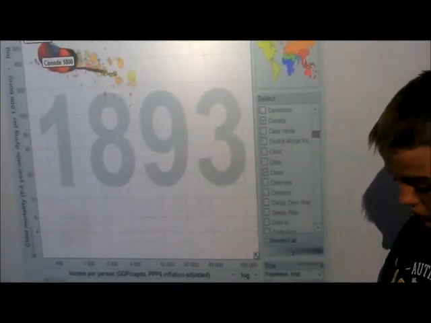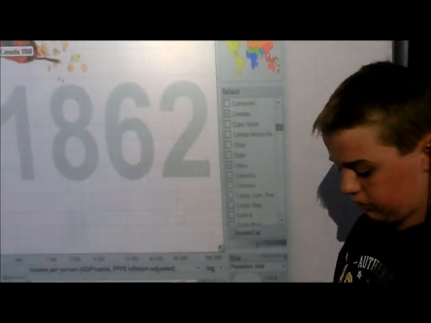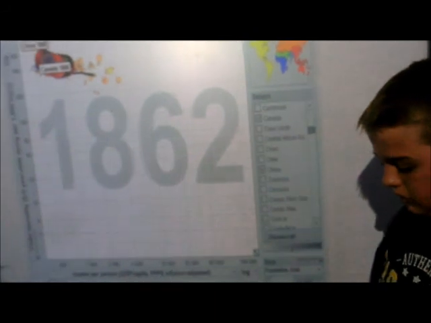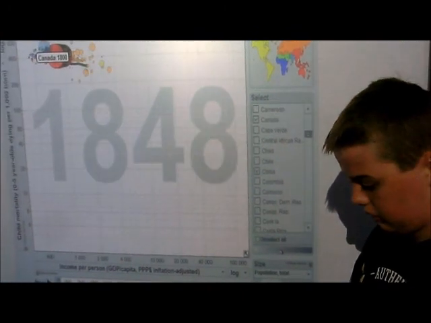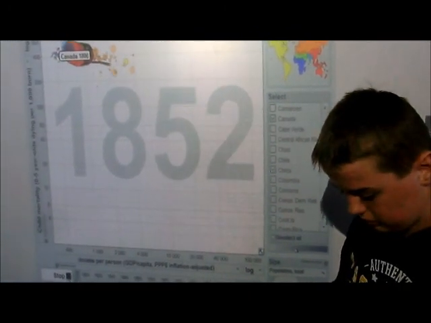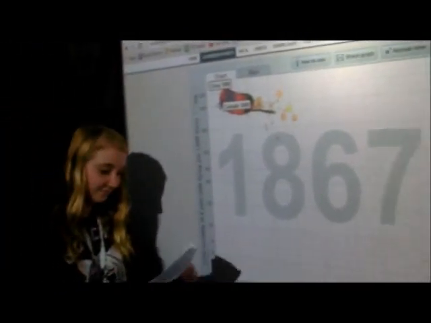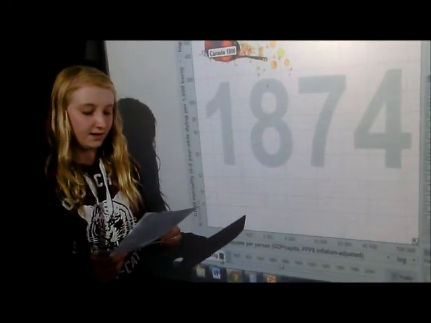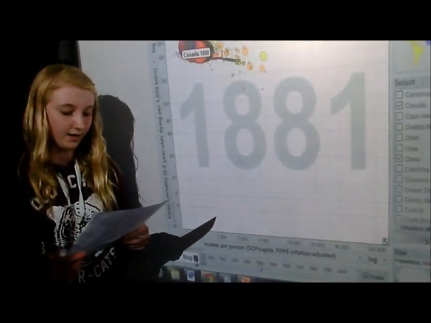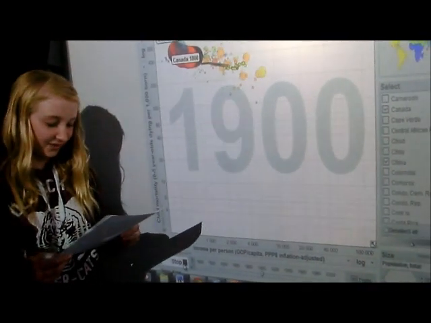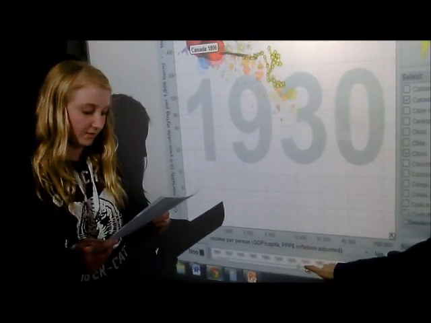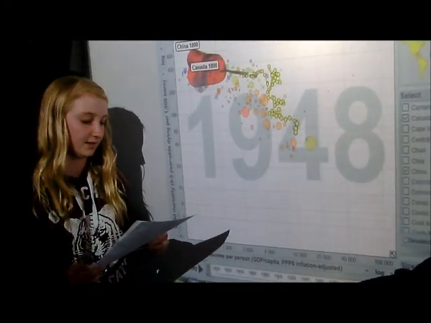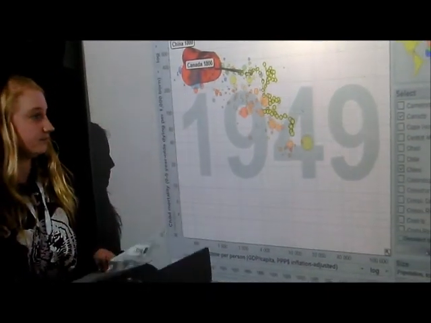In 1856, China's income finally began to increase and their child mortality decreased. In the 1850s, child mortality decreased quickly to 200 and income slowly increased to 1,000. In 1953, Canada's child mortality finally reached 40, with their income greater than 10,000. From 1958 to 1963, China's income and infant mortality were constantly increasing and decreasing. This was caused by the Cultural Revolution.